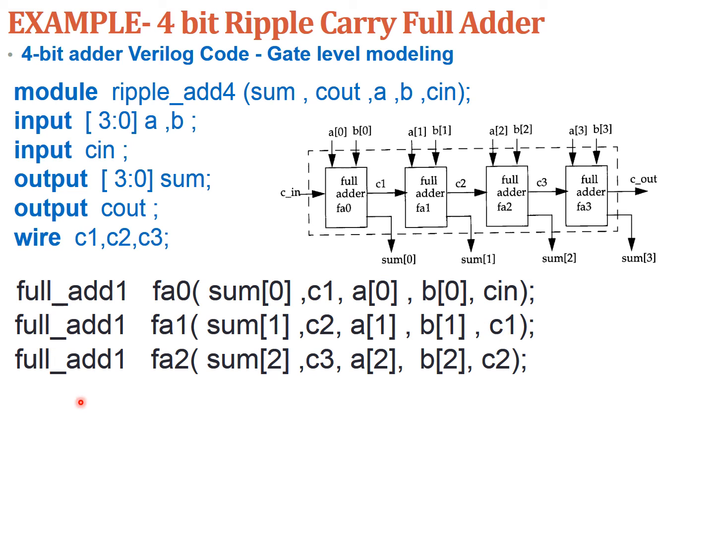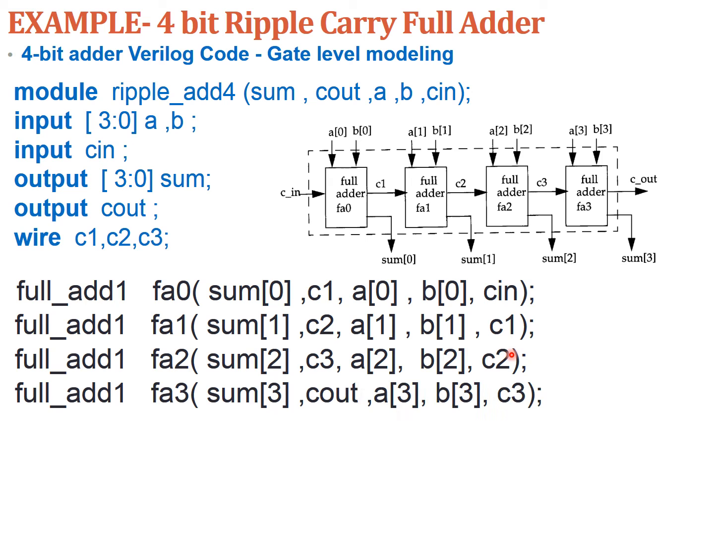Similarly, the third full adder is instantiated, named as FA2. Its output is sum of 2 and C3, and the inputs are A of 2, B of 2 and C2, which is listed in the same order. And finally, we instantiate the fourth full adder, having the sum output sum of 3, the main output Cout, and A3, B3 and C3 as the inputs. So we have instantiated four full adders whose gate level description was written earlier, and then after the instantiation we can end the program using the keyword end module.